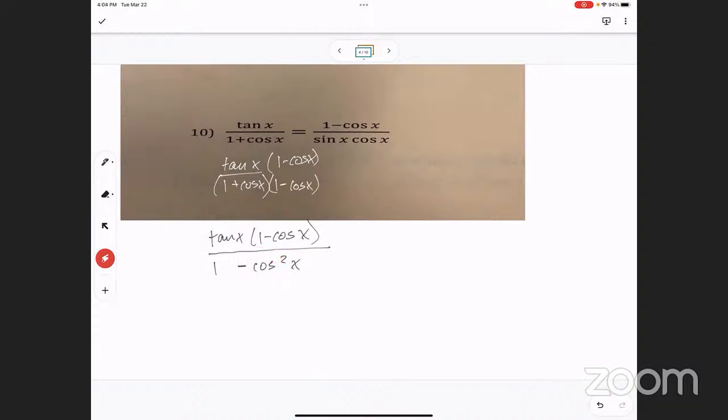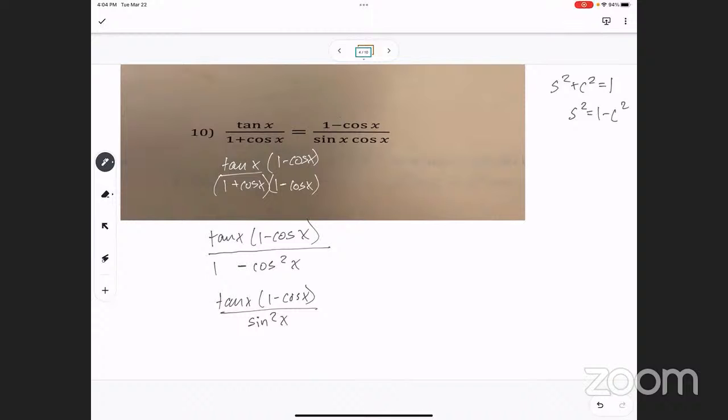Yeah, remember this formula, look up upper right: sine squared plus cosine squared equals 1, which means if I subtract cosine squared from both sides, I get sine squared. So what does this equal? Sine squared. So now I get to write tan x times 1 minus cosine x all over sine squared x. Okay. Good.